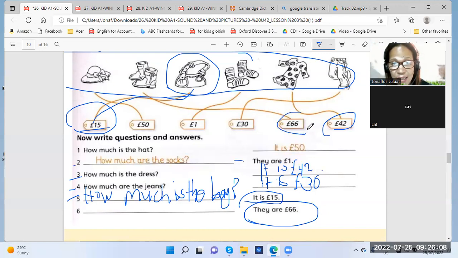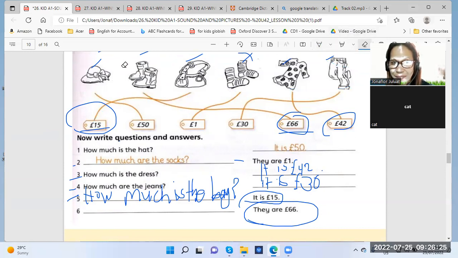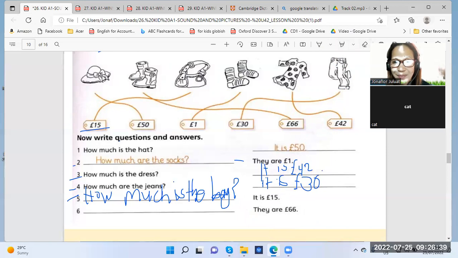What item costs 66 pounds? So look at this, this is 66. What item is it that costs 66 pounds? Now look at this. Where is the 66 pounds item? What is this? These are the boots, right?